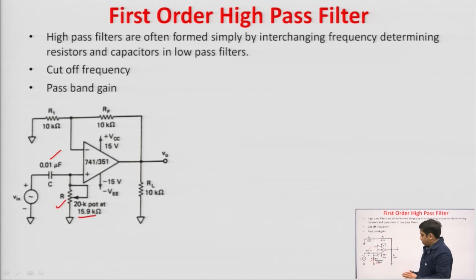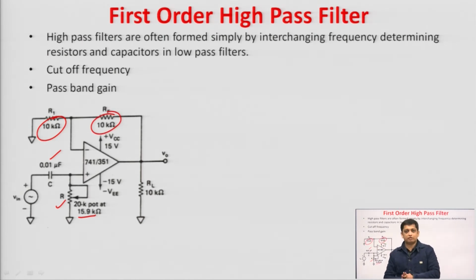So, to use this 15.9 kilo ohm resistor, what we are using? We are using 20 kilo ohm potentiometer, and with the help of that potentiometer we are setting the resistance value equal to 15.9 kilo ohm, and the value of R1 and RF is 10 kilo ohm, that is mentioned in the circuit. So, these are the design steps which are similar to the first order low pass filter.